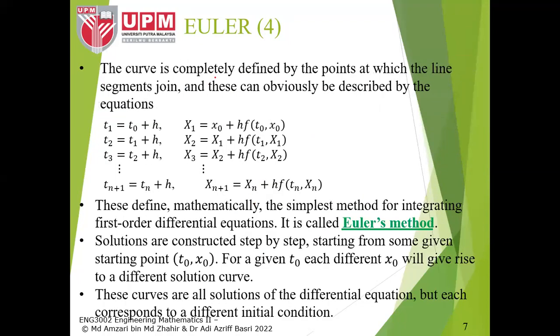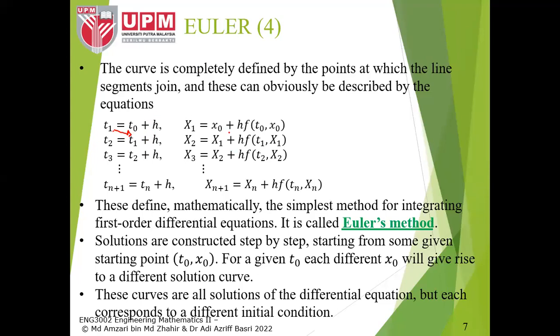So the curve is completely defined by the points at which the line segments join, and these can be described by equations. For example, t1 is t node, the original initial, plus h. The function x1 is x node, the first value, plus h, the scalar, times the function f of t node, x node. For t2, it is t1 plus h. h is the time step.